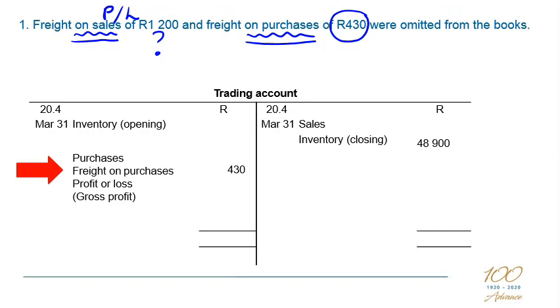So the only item that we will have to add in the trading account at this point is the freight on purchases. And remember, we left a space here because this forms part of my calculation of cost of sales, because this is an expense to get the inventory to a condition or location ready for sale.